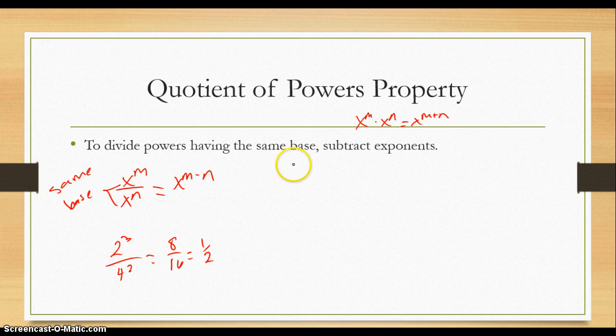So if we had negative 4 parentheses to the 9th divided by negative 4 parentheses to the 3rd. We know that they're same base, so let's subtract here. So we got negative 4, 9 minus 3, which is negative 4 to the 6th power.